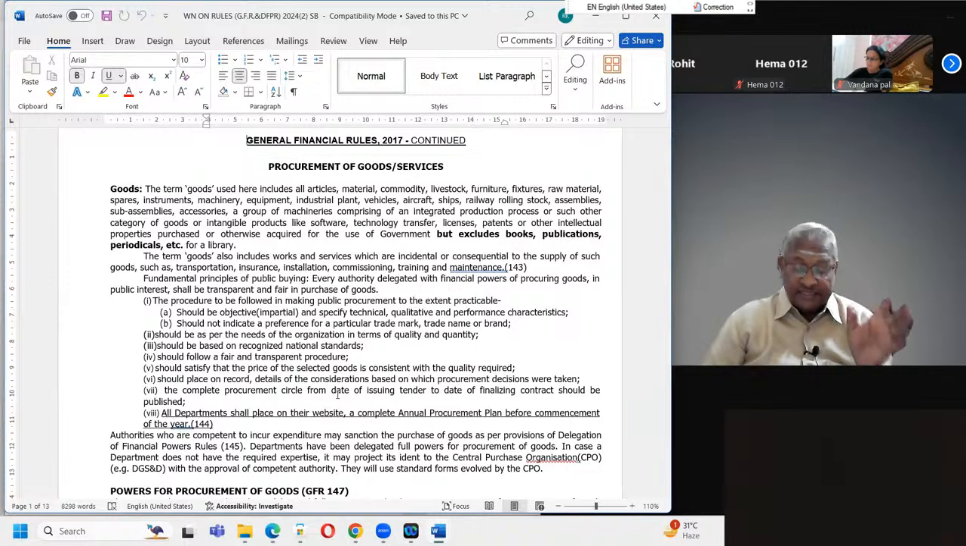Should be objective and specify technical, qualitative and performance characteristics. That is, आप जो भी परचेस करते हैं, that should be specified. That is, टेक्निकली कितना साउंड होना चाहिए, उसका स्पेसिफिकेशन कैसा होना चाहिए, ये सारा कुछ ये पहले से ही लिखित रूप से होना चाहिए. शुड नॉट इंडिकेट ए प्रेफरेंस फॉर ए पर्टिकुलर ट्रेडमार्क और ट्रेड नेम और ब्रांड.